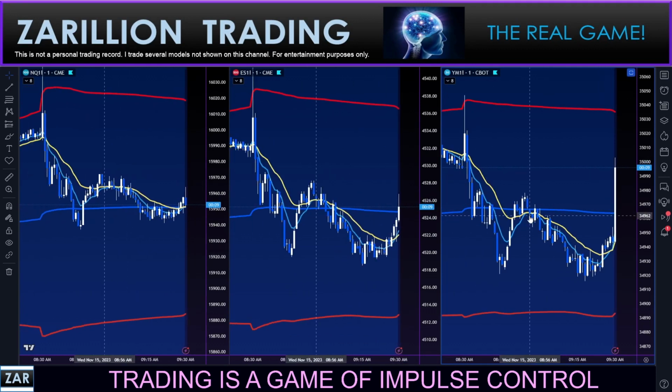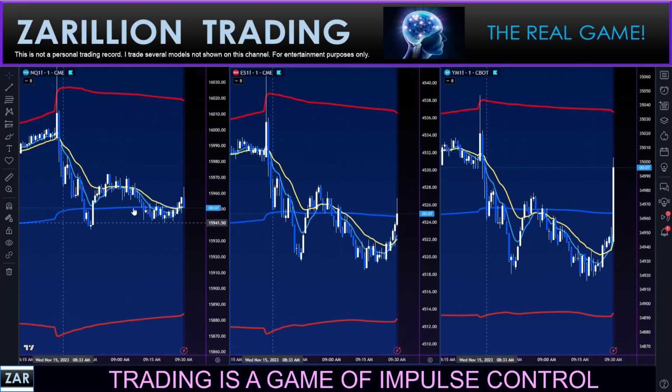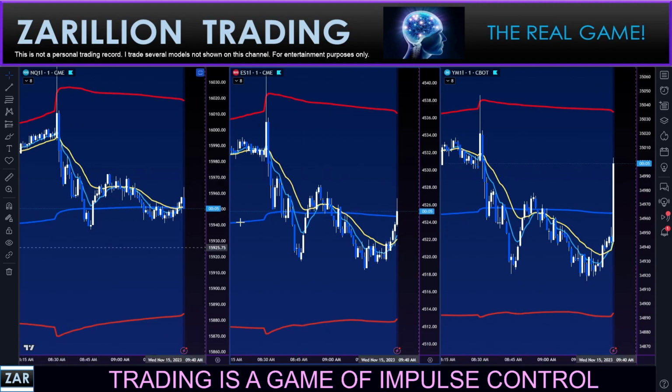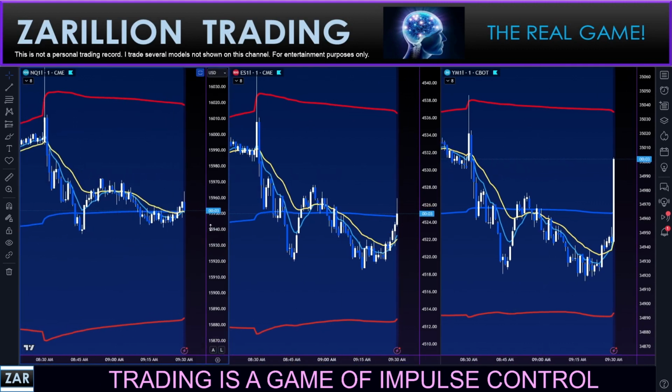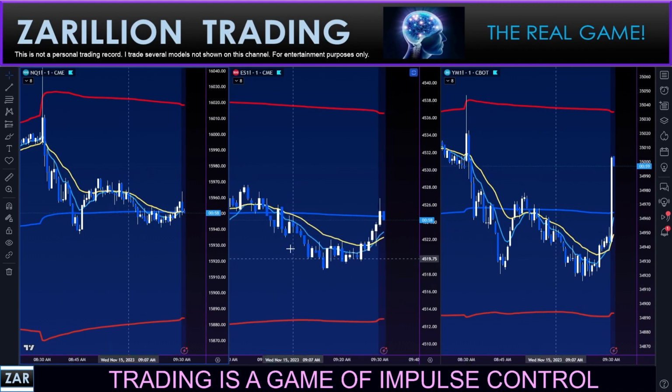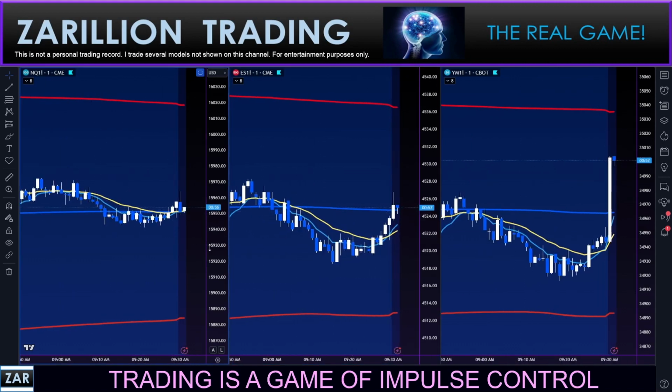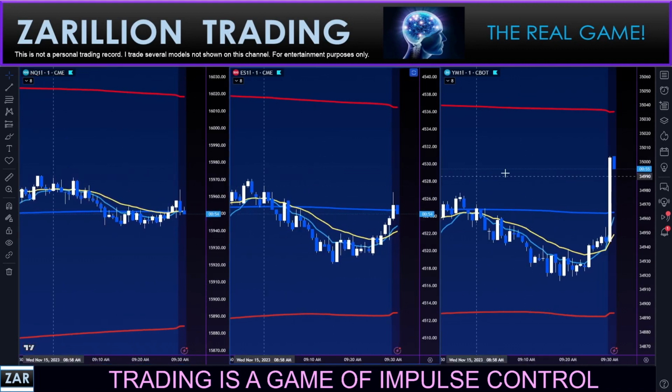See that there? This is the three sisters for those who are new: NASDAQ, S&P, and Dow. 1 minute chart with volume weighted average price, VWAP in the middle, 2.5 standard deviation bands. Be watching this thing play out now and see how we do here on the open.